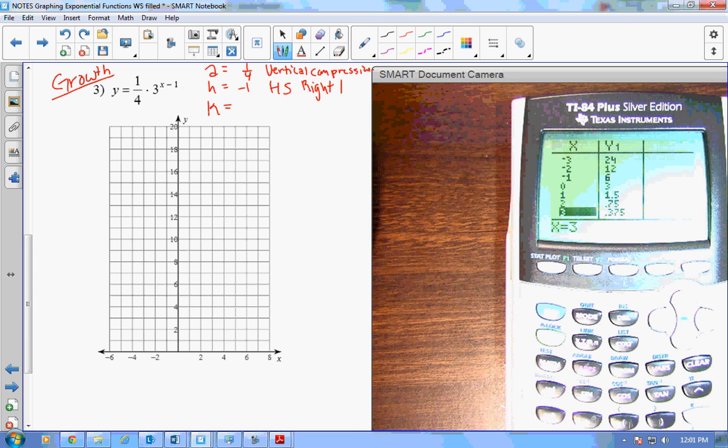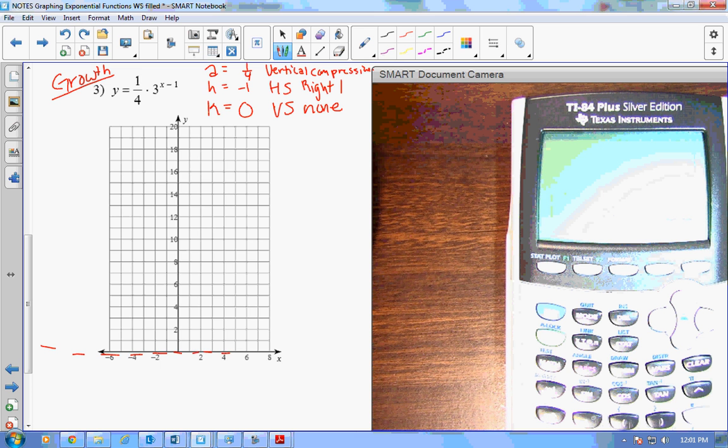K is after the exponent, after the function. Well, -1 is in the exponent. After the exponent's over, what's out here? 0. So that's a vertical shift, none. Which means when there's no vertical shift, our asymptote is still here on the x-axis. That asymptote changes when we have a vertical shift.